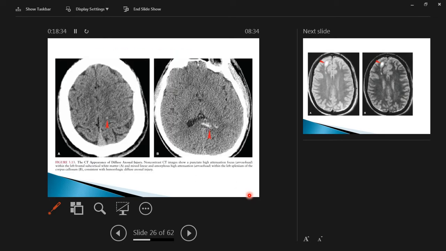And this is the CT appearance of the diffuse axonal injury. Actually, it may be subtle or absent. We may not see any finding. Therefore, the MRI is better for evaluation of diffuse axonal injury. Here we see a small petechial hemorrhage at the gray-white matter junction of the cerebral hemisphere or corpus callosum. This is the usual picture. This is another one, a petechial hemorrhage involving the splenium of the corpus callosum.